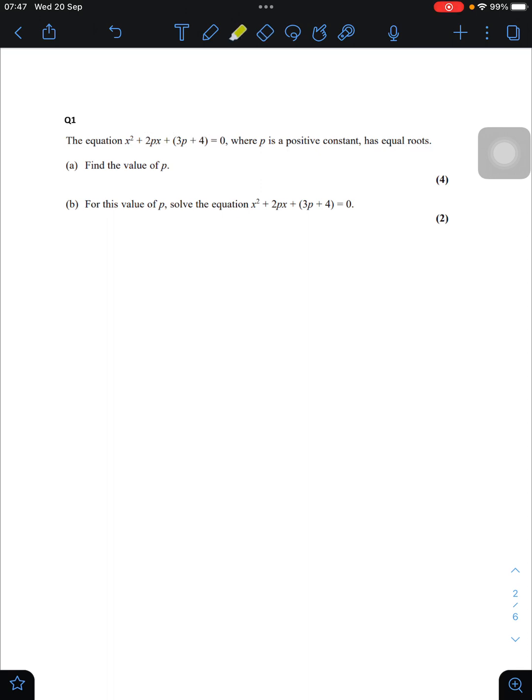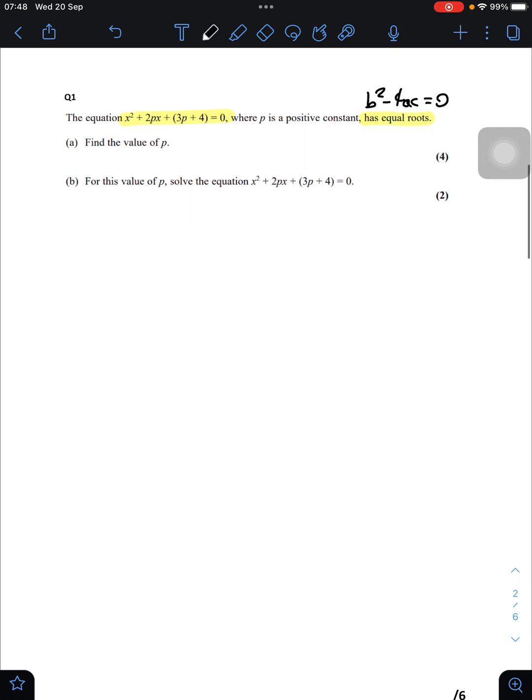When I'm doing questions, I tend to highlight things or use some sort of underlining system, which helps me just read through them. So in this case, those are the two parts here that are important. So if it has equal roots, we know that b squared minus 4ac is equal to 0. So let's do that. We figured out that this here was b and that there was c, and a is 1 in this case. So therefore b squared would be 2p squared minus 4 times a, which is 1, times c, which is 3p plus 4, and that equals 0.